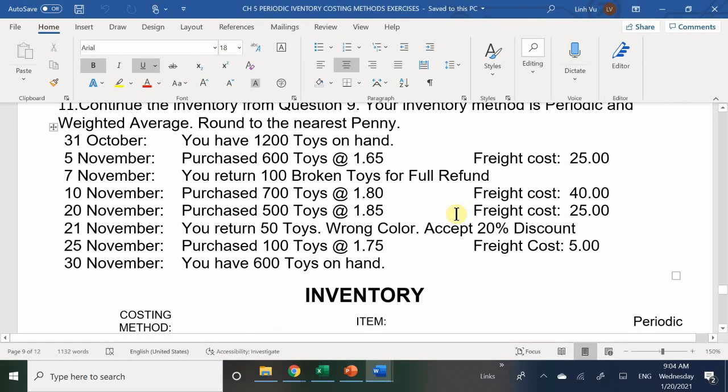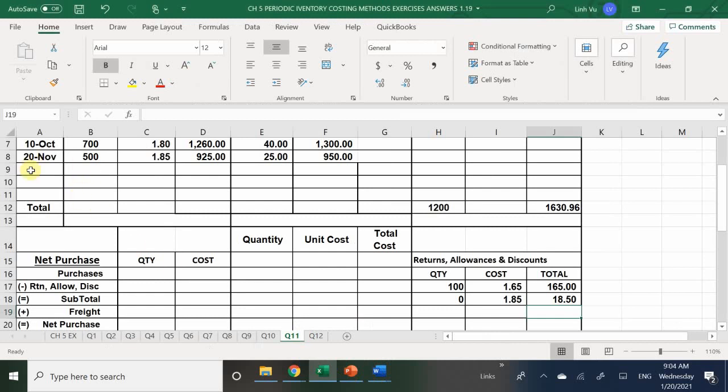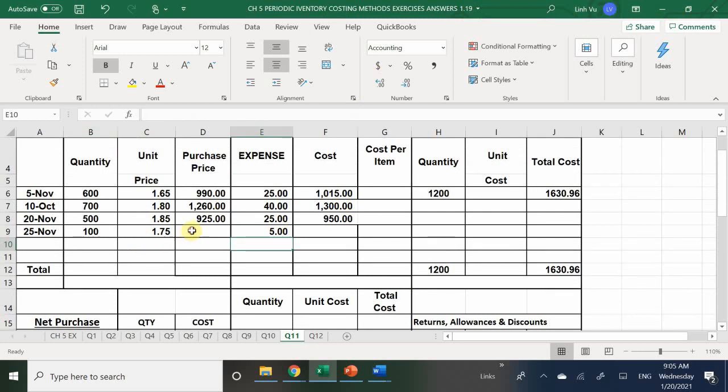Then on November 25th, you purchased the last batch of 100 toys at $1.75. Freight cost you $5. So November 25th, 100 at $1.75, freight of $5. So what is my total purchase price here? 175, plus $5 freight gives you 180.